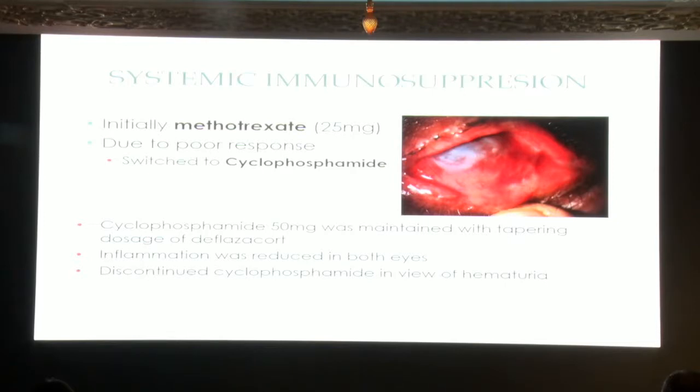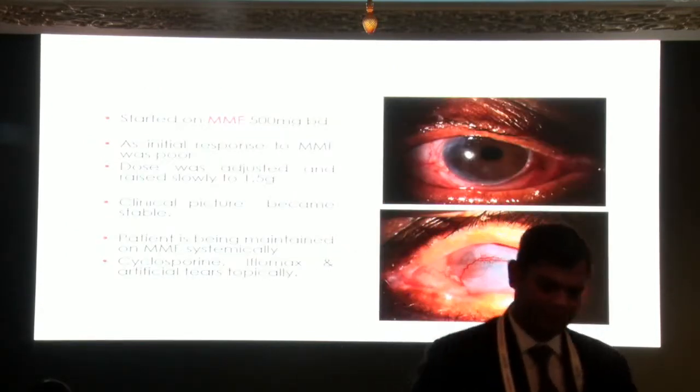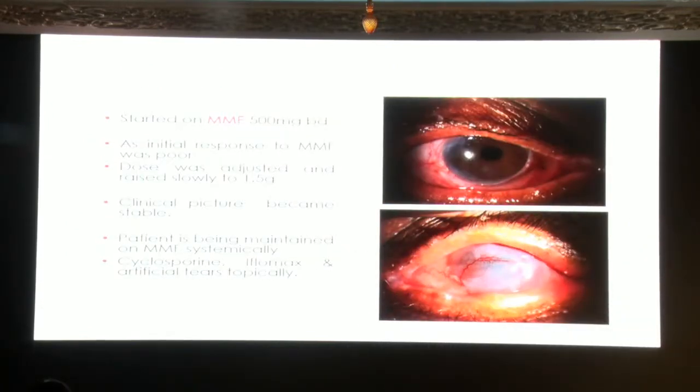Initially, we started methotrexate, 25 milligram. However, due to poor response, we switched over to cyclophosphamide, 50 milligram, which was maintained with a tapering dose of Deflazacort. The inflammation started to reduce. However, we had to discontinue because the patient had hematuria. Finally, the patient was started on mycophenolate, 500 milligram BD. The initial response to mycophenolate was also poor, so the dose was adjusted and increased slowly. Now, for around 2 years, the patient's ocular surface has been stable and he is being maintained on mycophenolate systemically along with topical medications.